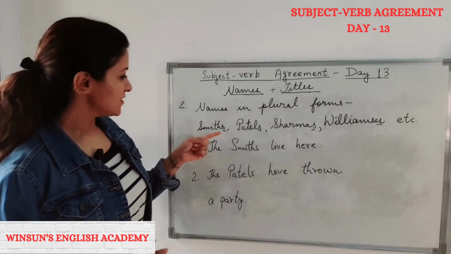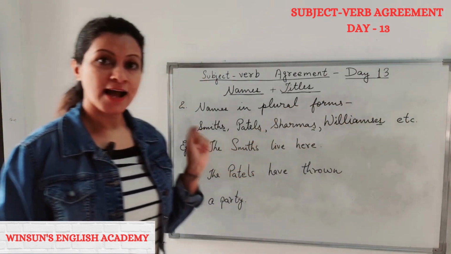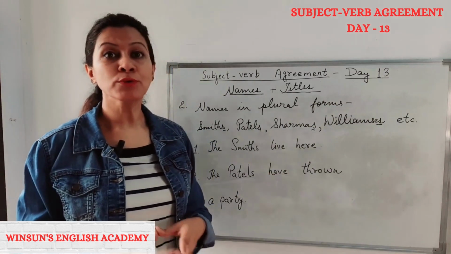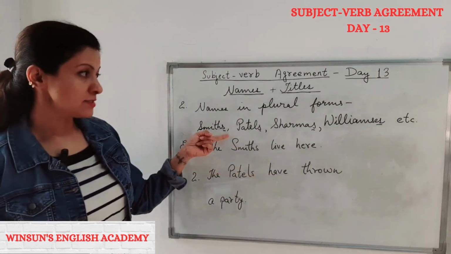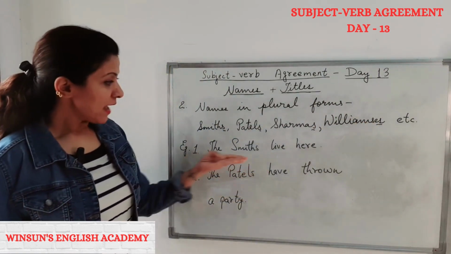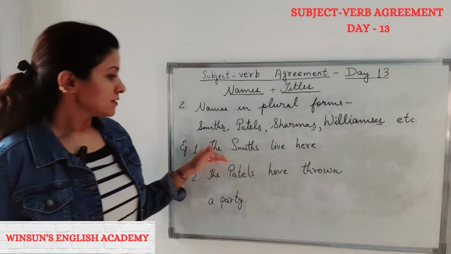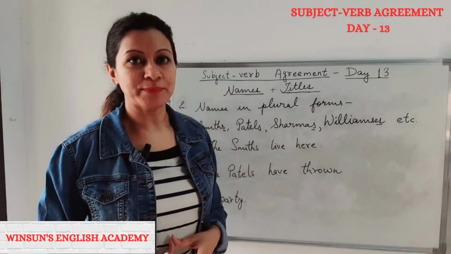Now, as you can see here, Smiths, Patels, Sharmas, Williamses. I have added S or ES. So the rule is when we want to make the plural of any surname or last name, we simply add an S or ES. When we add an S, we refer to all the members of the family. So when I say the Smiths, I mean all the members of the Smith family.